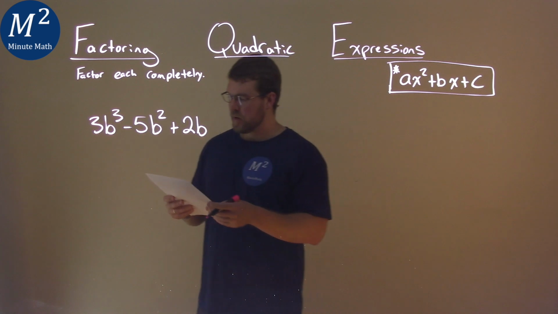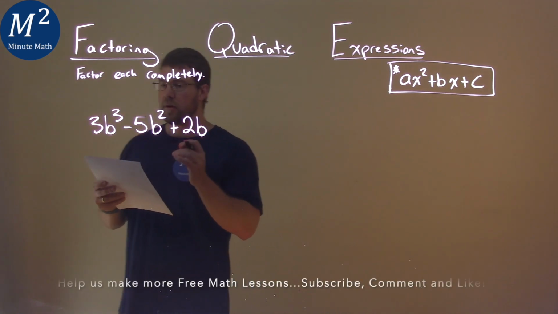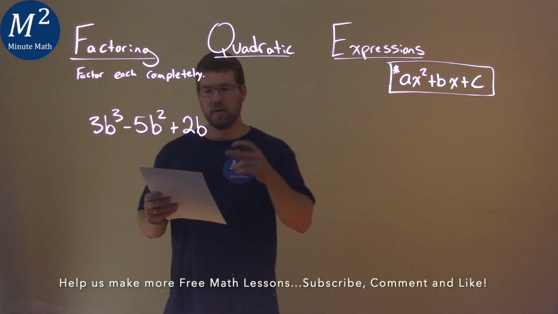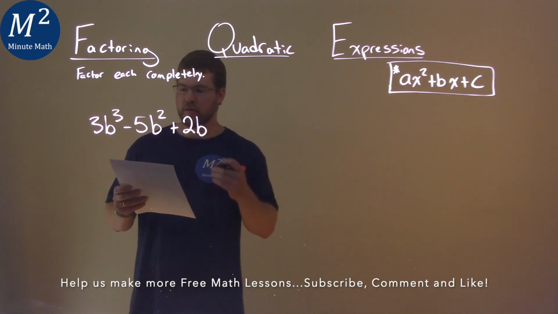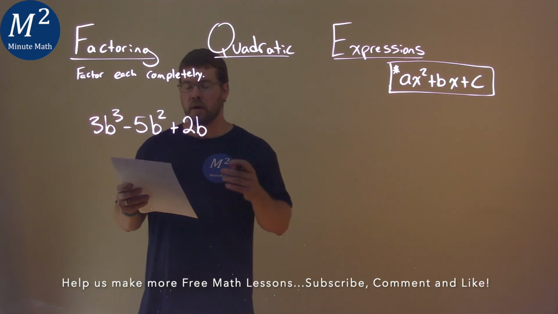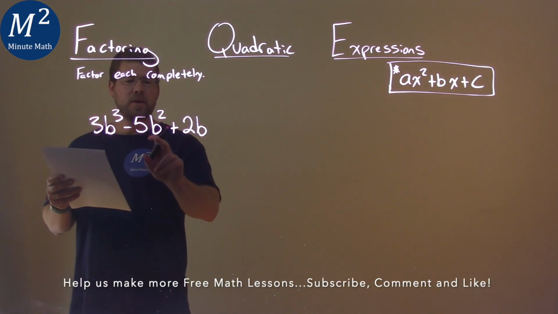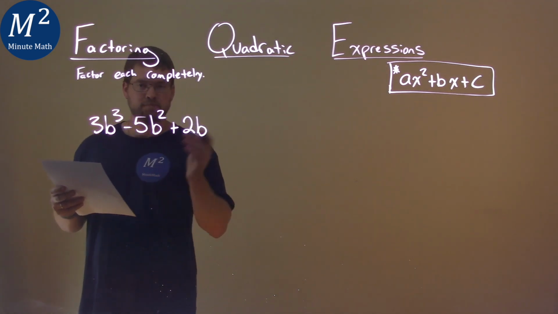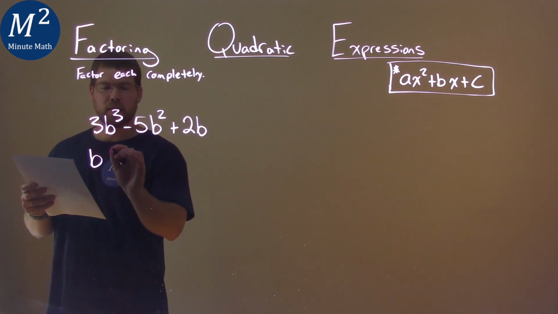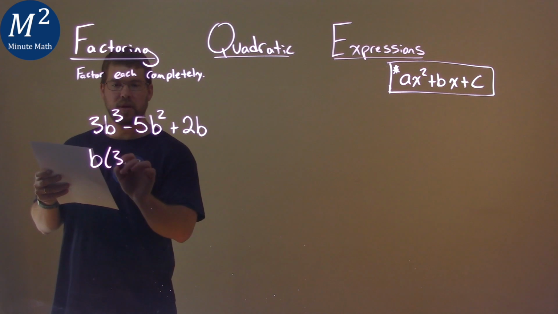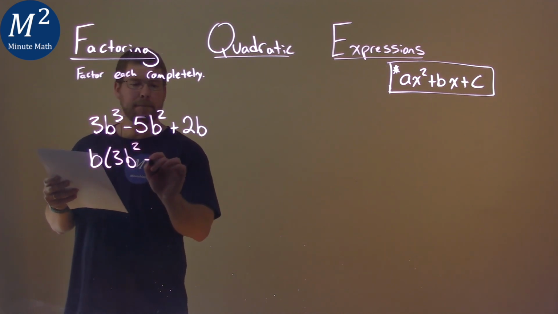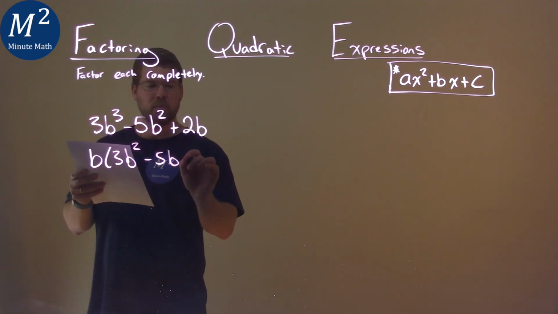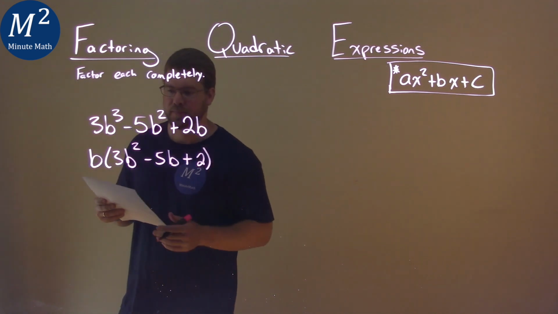We're given this problem right here. 3b to the third power minus 5b squared plus 2b. And we have to factor this completely. Well, notice here that there's a b in all three parts. So let's go pull that out quickly. Pull out a b, and we're left with a 3b squared minus 5b plus 2.